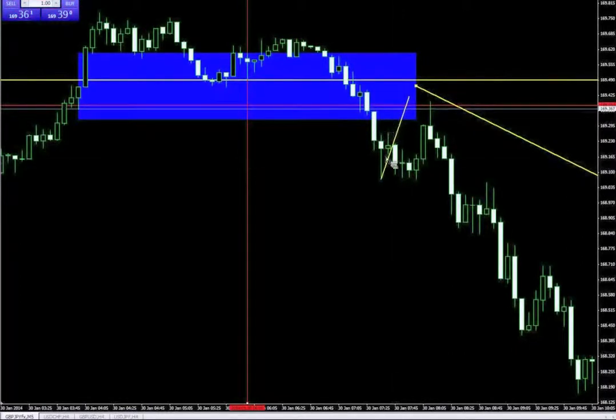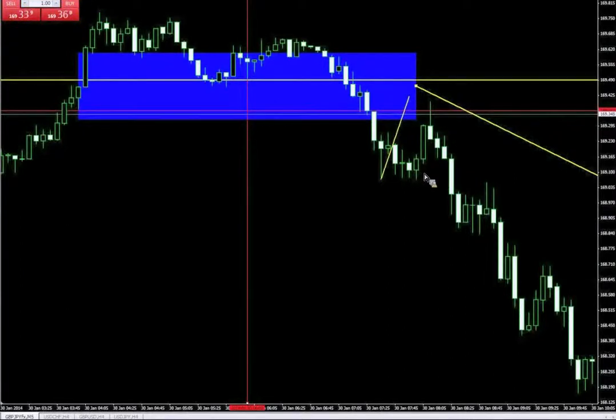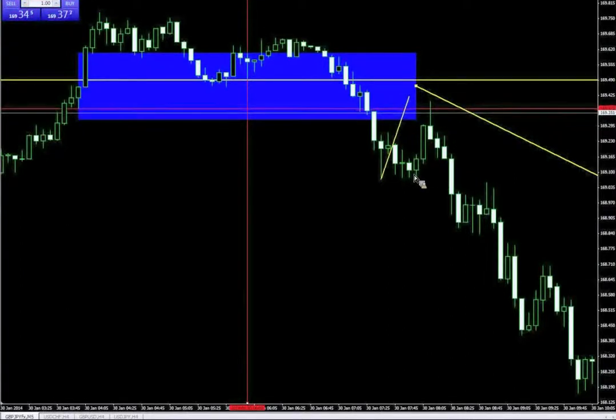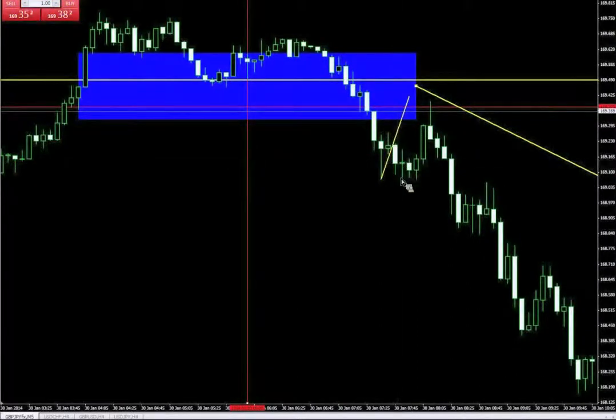Now putting my stop here may have got me stopped out right here. I wouldn't worry about that because, let's say I had a 15 pip stop here. Where am I? Oh, my entry was here, and my stop was here. I got a 15 pip stop. Okay, and I got stopped out. Then I would just simply wait for the next opportunity. You follow what I'm saying?